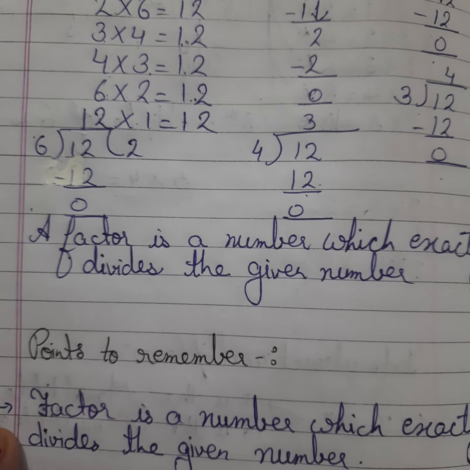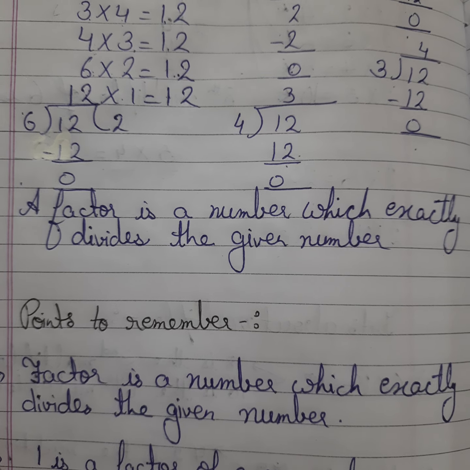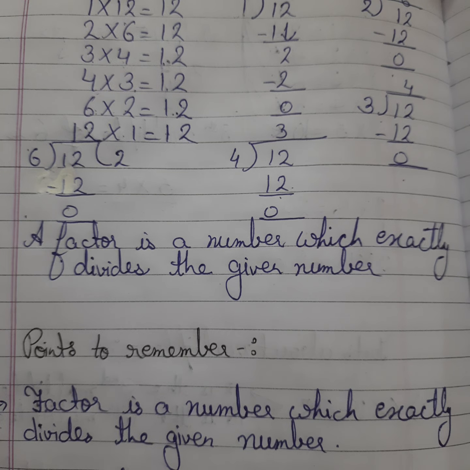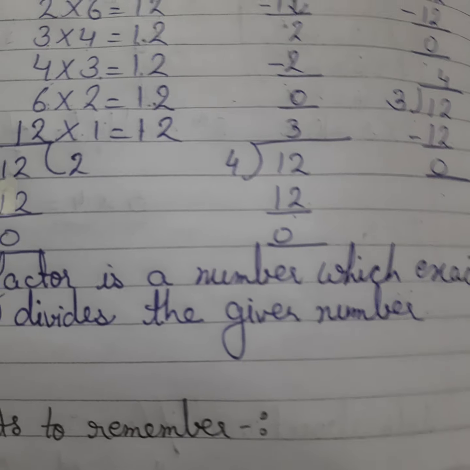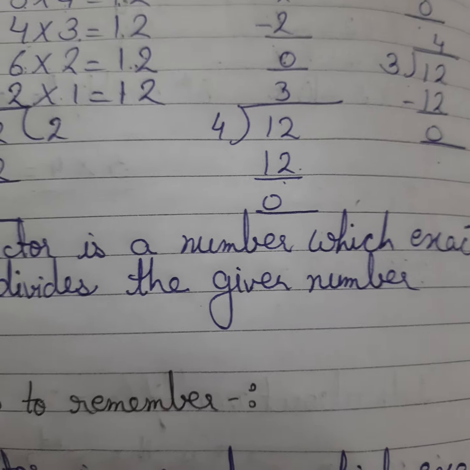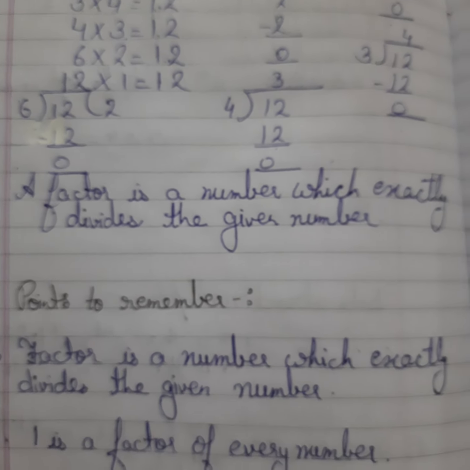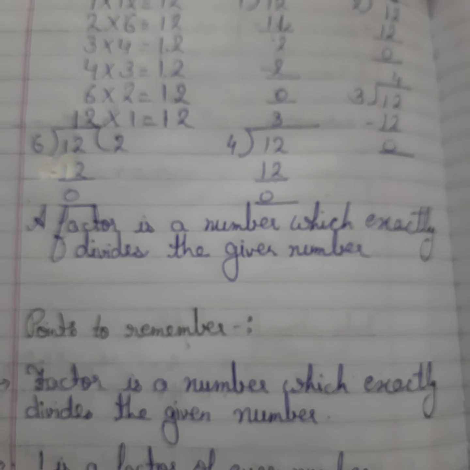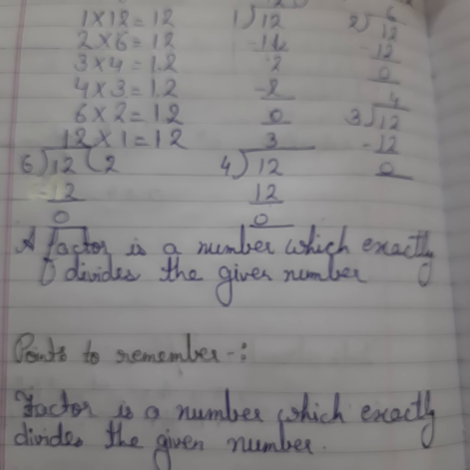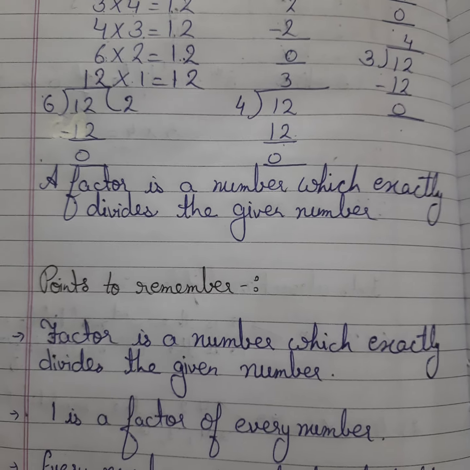Some points to remember about factors. What are these? The first point is, a factor is a number which exactly divides the given number. Suppose we have taken 12 and we were dividing by 2. So 12 is exactly divisible by 2. 2 sixes are 12, remainder came 0. That's why it is a factor of 12. Now 1 is a factor of every number, because in the table of 1 every number is coming. Like that only, 1 twelves are 12. So 1 is a factor of every number.